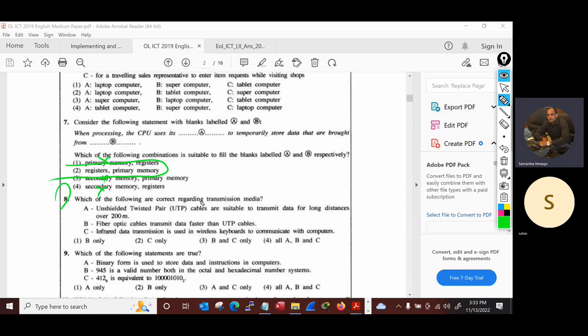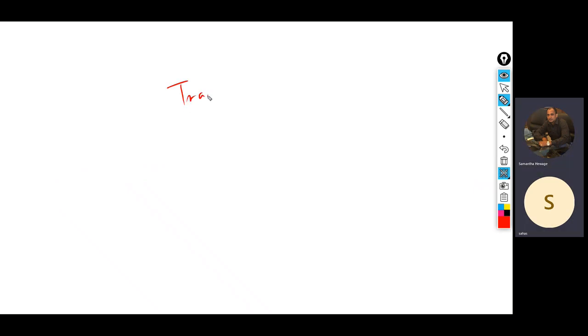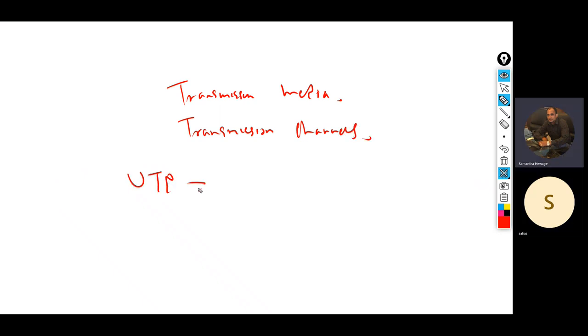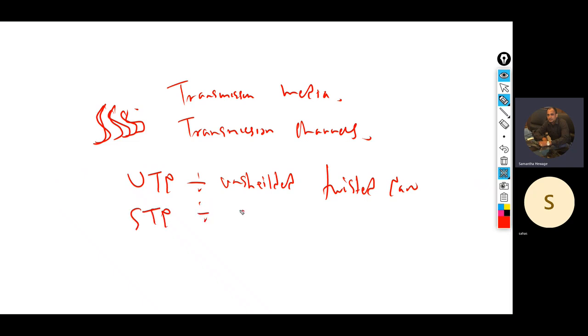Okay, let's look at question 8: which of the following is correct regarding transmission media? What do you mean by transmission media? We call them a transmission channel. For example, UTP, unshielded twisted pair. Then there is shielded twisted pair, which has a shield.